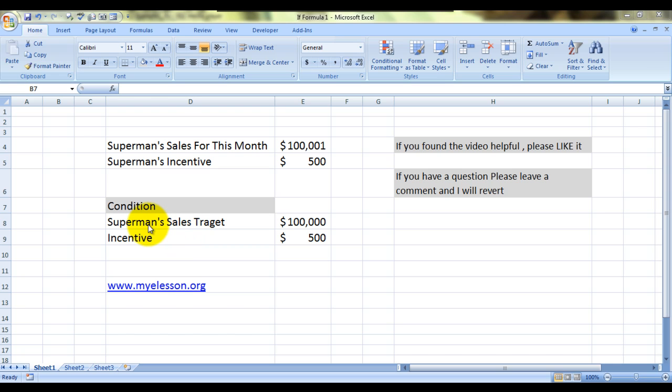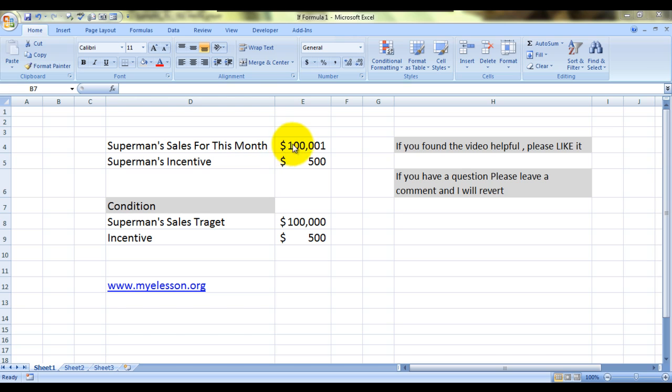Alright, so we have taken an example over here of if Superman was a sales guy. So he was given, say, a target of $100,000. If he met that target, then he would be given $500 as incentive. So this is the condition. Now let us see how Superman is faring.